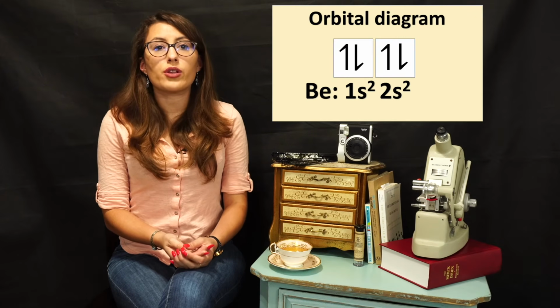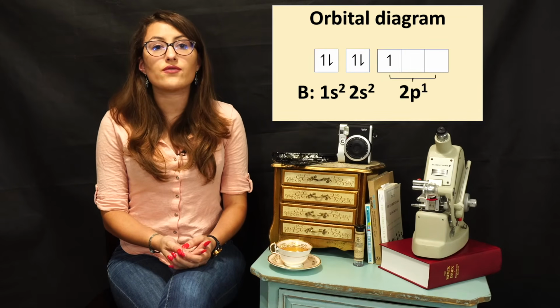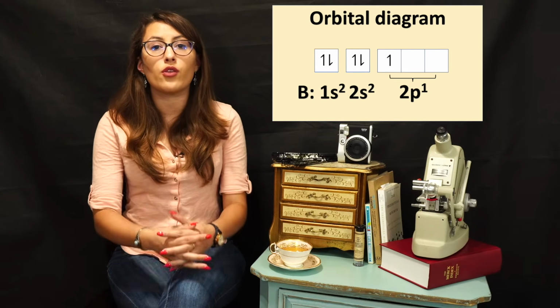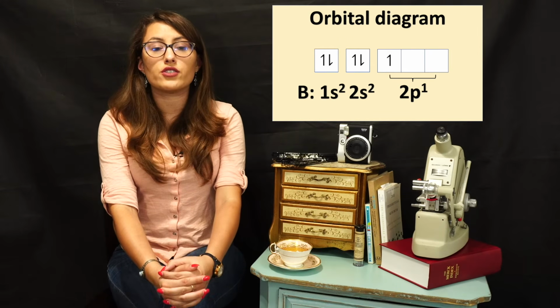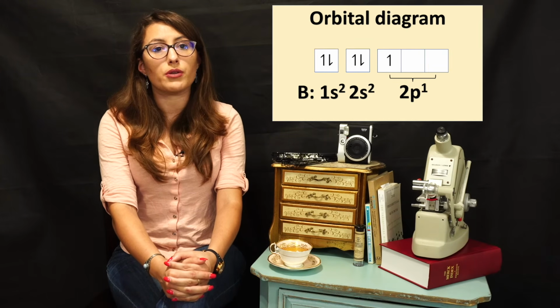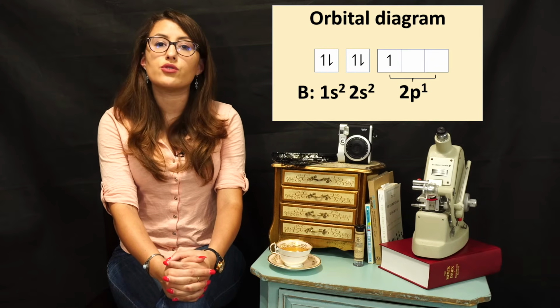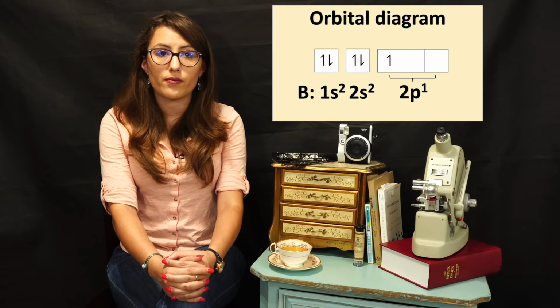So now that we have the hang of this, let's continue doing the entire second period. Beryllium has 4 electrons, so we build it up and it will be 1s2, 2s2. Boron has 5 electrons, and we will first fill in the 1s2 orbital, followed by the 2s2. We still have 1 electron to distribute, and this will go in the 2p orbital. So the final electron configuration will be 1s2, 2s2, 2p1.